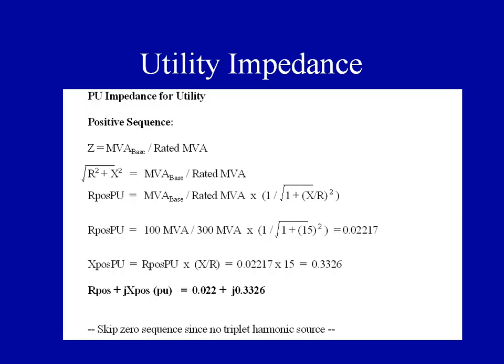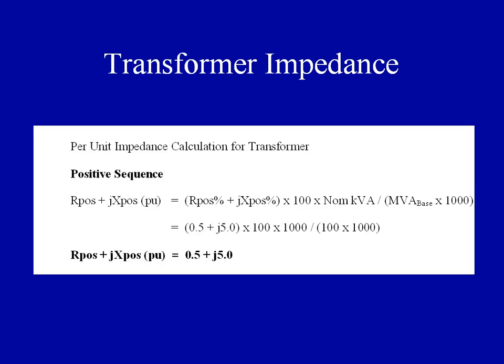Using an arbitrary 100 MVA base, we calculate a per unit impedance for the utility. Since the per unit impedance is equal to the 100 MVA base divided by the 300 MVA contribution and the square root of R squared plus X squared, using an X over R of 15, R equals 0.022 and X equals 0.33. Similarly, the per unit impedance of the transformer is 0.5 R and 5X, since the transformer size is 1 MVA, the base is 100 MVA, and the impedance was given in percent.